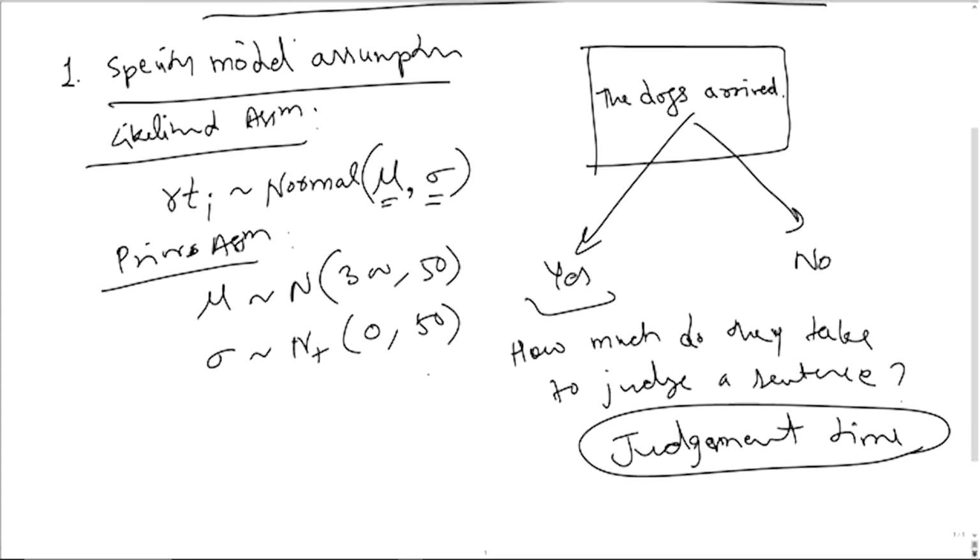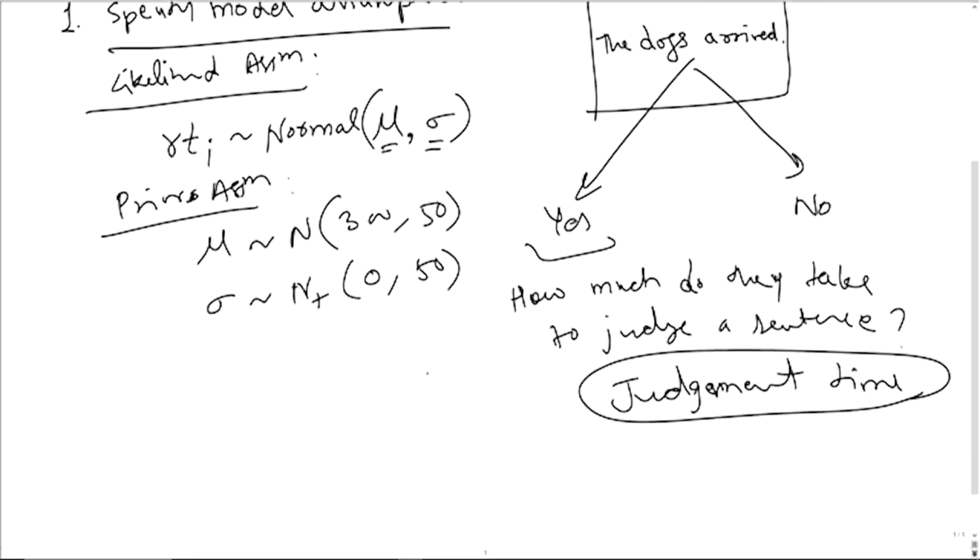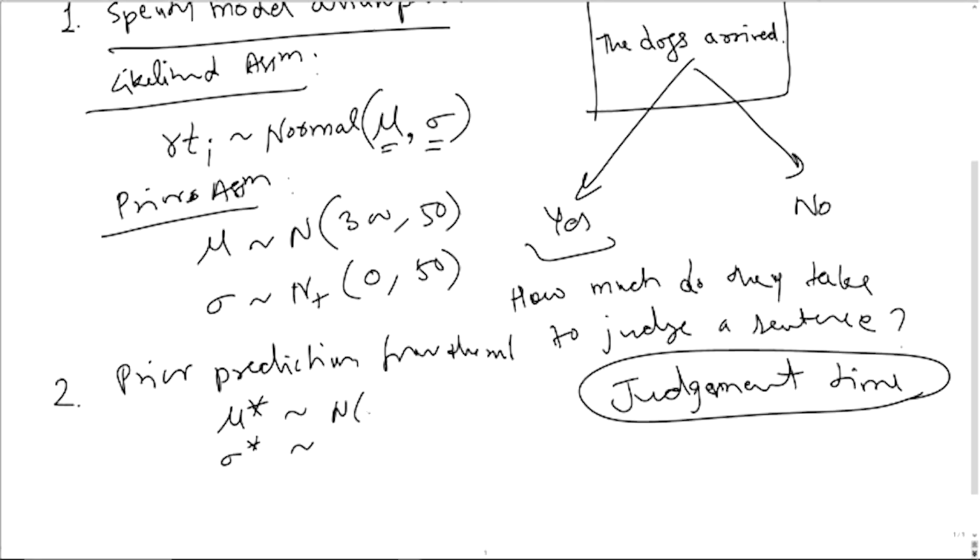So what I have done in the first step, I have specified model assumptions. What I would do in the second step, I can, for example, do prior predictive checks. So for example, generate prior predictions from the model. Do you remember how we generate prior predictions from the model? Basically, you will sample your parameters mu and sigma from their prior, right?